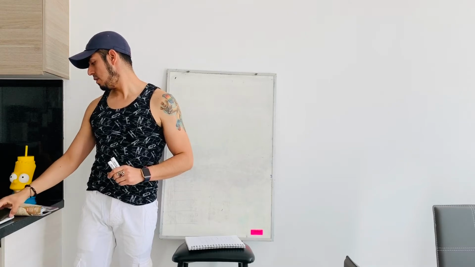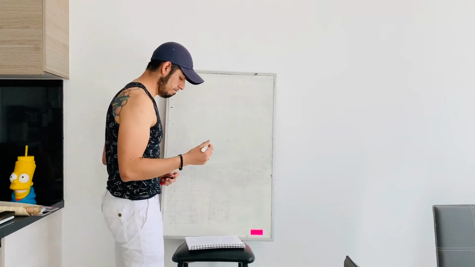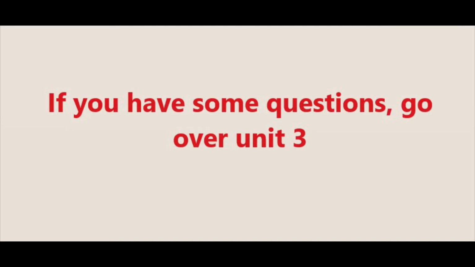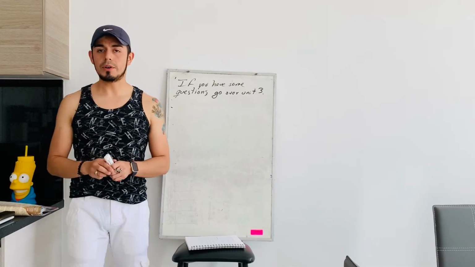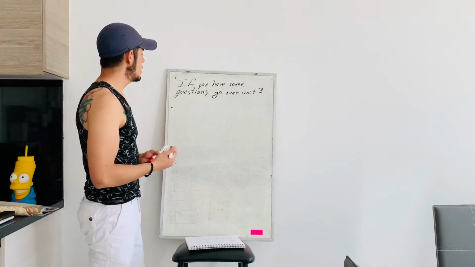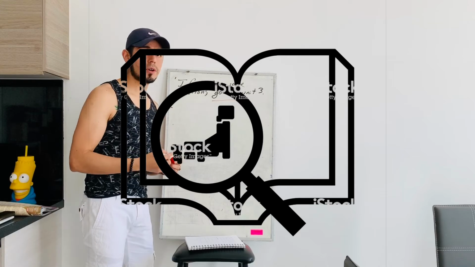Now we have go over and go around. If you have some questions, go over Unit 3 in your book, of course. So in this case, go over means to examine. So if you have some questions, please examine or go over Unit 3.